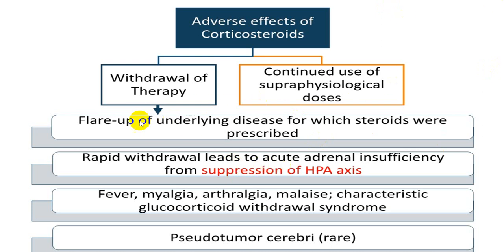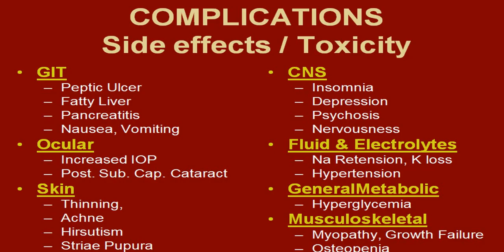So these are major contraindications. Now when it is given for a very long period in high doses, it can suppress the hypothalamic pituitary axis, and when you suddenly withdraw, it can give rise to acute adrenal insufficiency. It will have a lot of side effects on glucocorticoid withdrawal like myalgia, arthralgia, malaise, fever, etc. It can also produce pseudotumor cerebri, a very rare condition but it can produce. And on the GI tract, peptic ulcer, fatty liver, pancreatitis, nausea, vomiting.